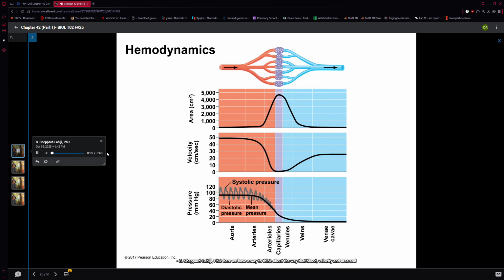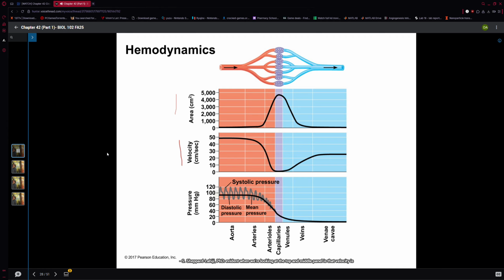Here we have a way to think about how blood velocity, area, and pressure change as we move through different vessels within systemic circulation. Now, vessels of circulation are going to vary with respect to their total cross-sectional area. So that's the top panel that's here. And these changes can impact the velocity of blood flow through them. And velocity here we see is measured in centimeters per second.